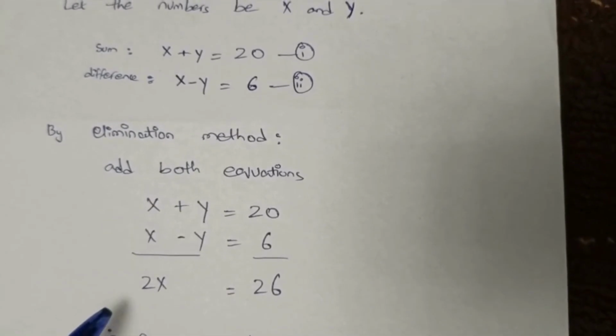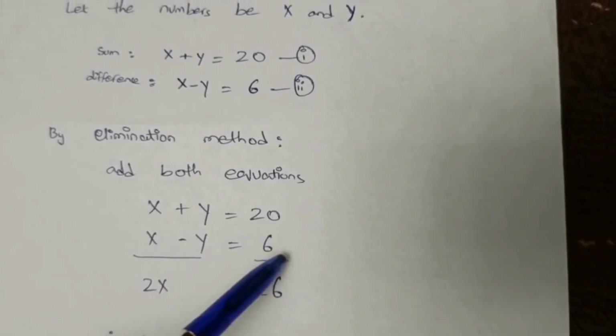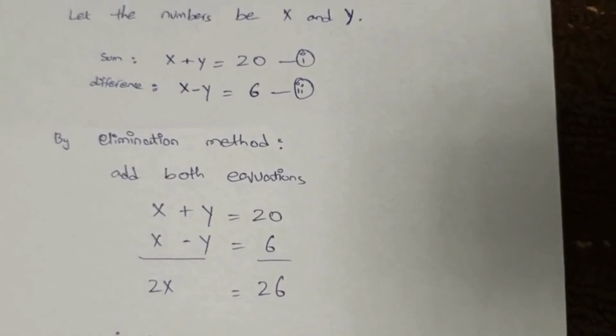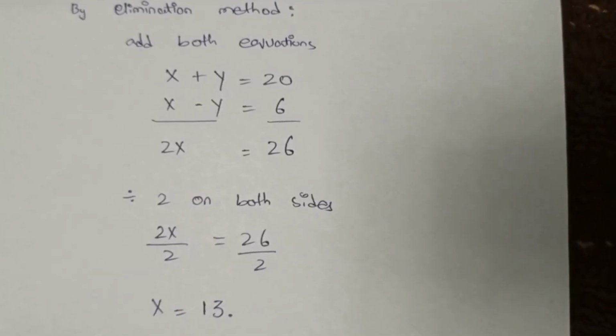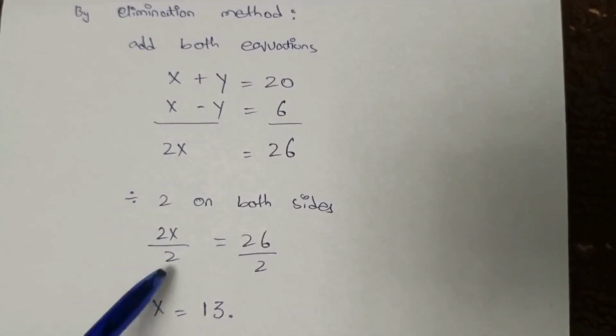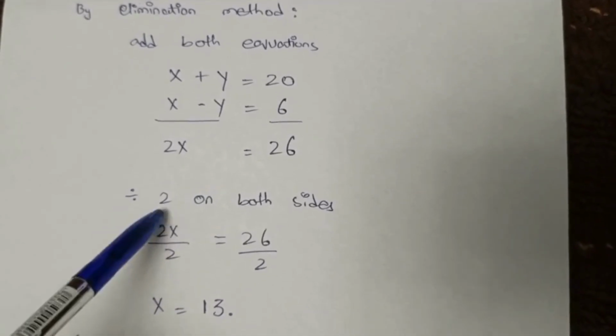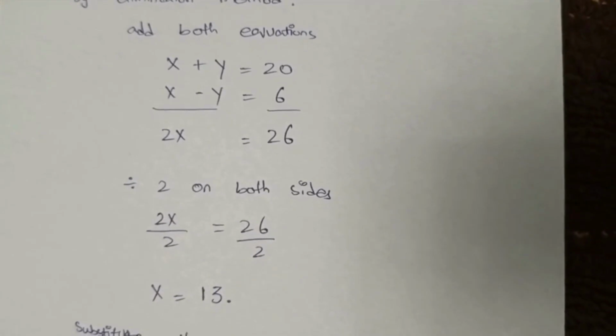x plus x is 2x, and plus y minus y becomes 0. 20 plus 6 is 26. And then just divide by 2 to get rid of this 2 over here. So divide by 2, the 2 gets cancelled, and 2 13s are 26. So x becomes 13.